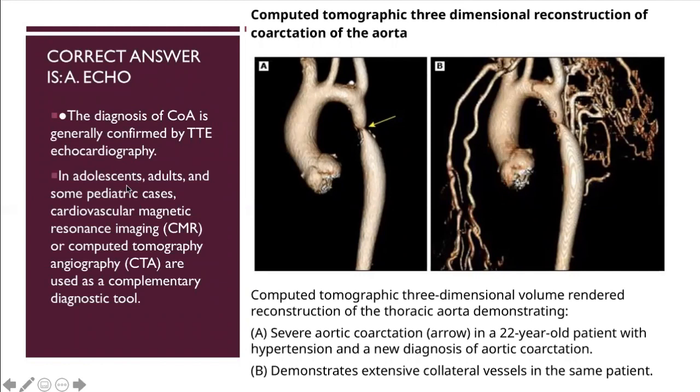This is from UpToDate, guys. In adolescents, adults, and some pediatric cases, cardiovascular magnetic resonance imaging, CMR, or CT are used as a complementary diagnostic tool. But you confirm with the echocardiogram.